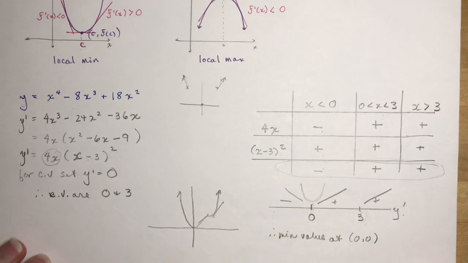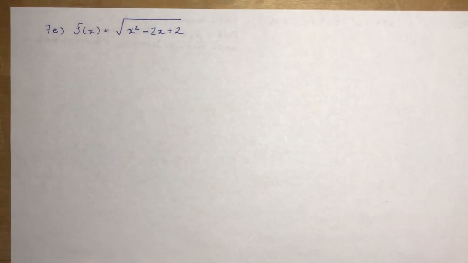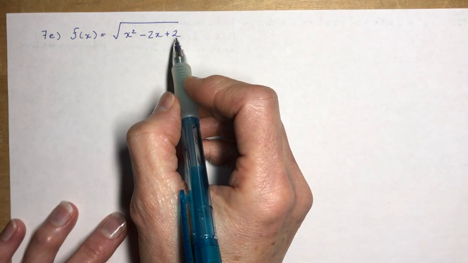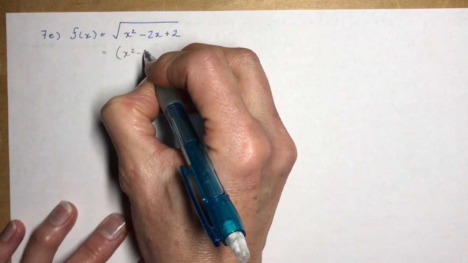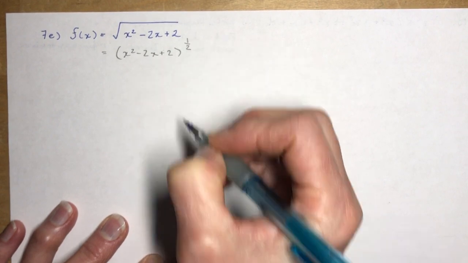Now let's take a look at another question that uses a radical function. Again, we're asked to find the critical values. So the first thing you want to do, as always, is write this with the half power before you take the derivative.